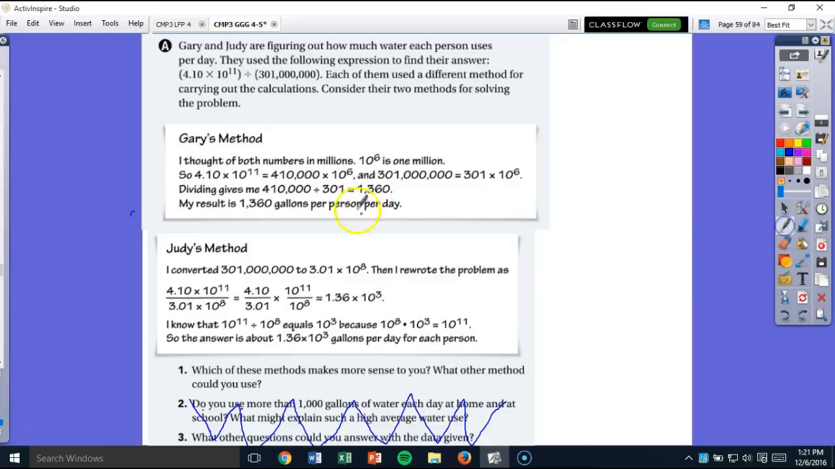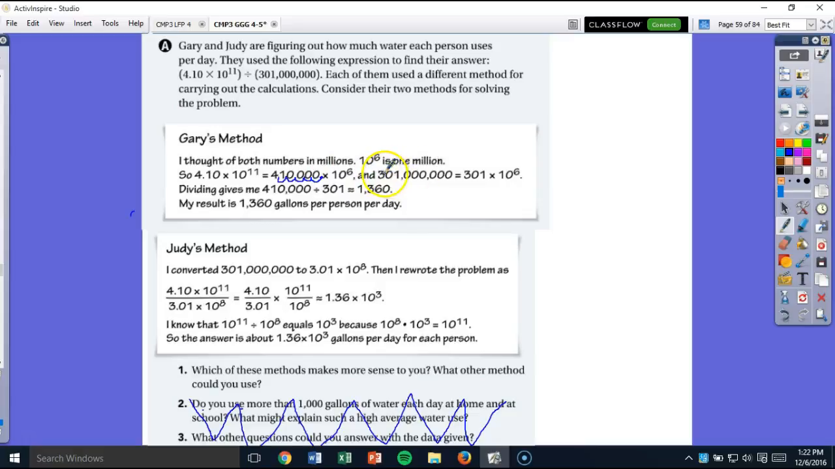So for Gary's method, to come up with 410,000 times 10 to the 6th, what he had done to go from 4.1, where the decimal was here, he moved 1, 2, 3, 4, 5 decimal places, and now the decimal's here. That's how he came up with 410,000. Well, we know with our rule of exponents that if we have the same base and we subtract, we can find out what our other exponent is. So we had 11 decimal places that we had gone, and we subtracted 5, so now we are left with 6. And so that's how he came up with 410,000 times 10 to the 6th.